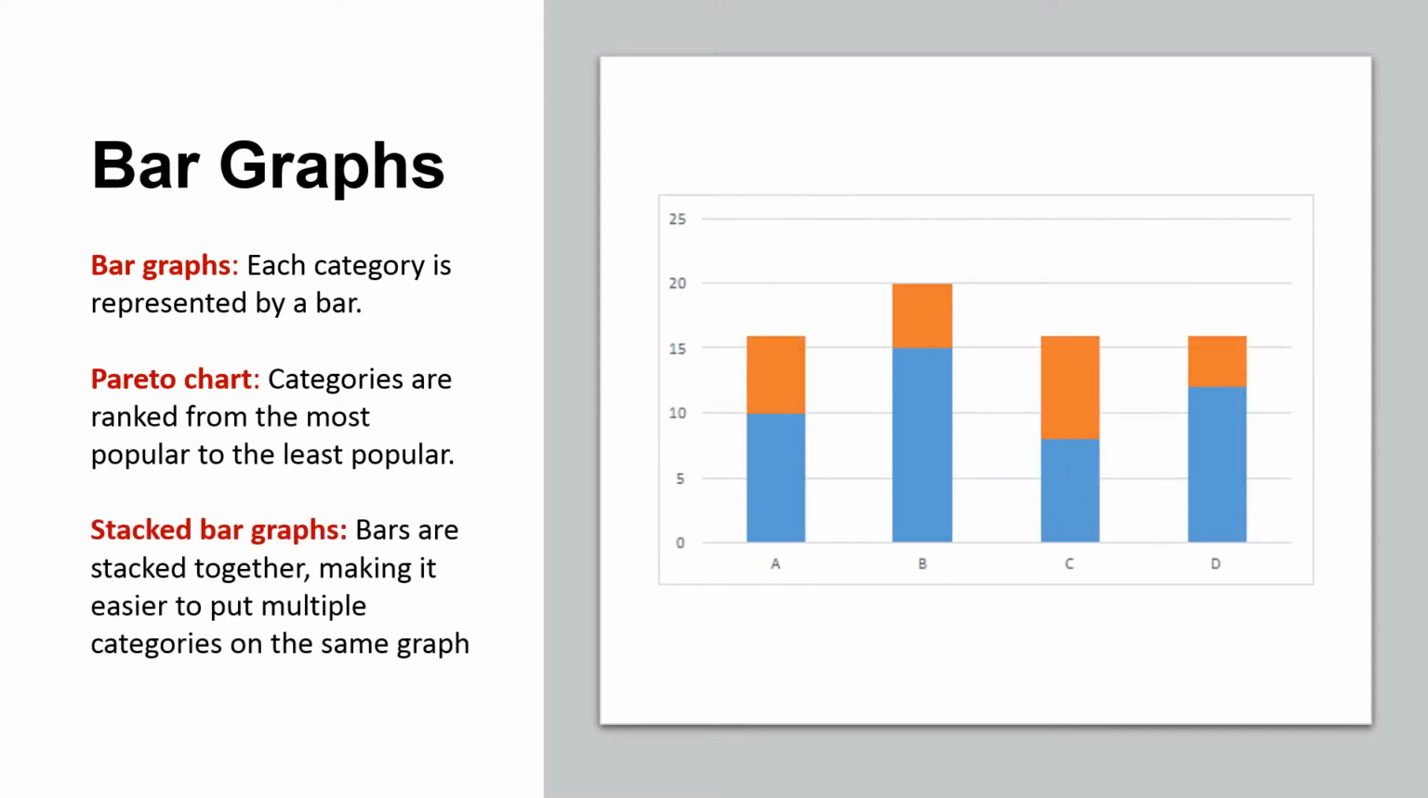In stacked bar graphs, bars are stacked together, making it easier to put multiple categories on the same graph or show the same category over time.